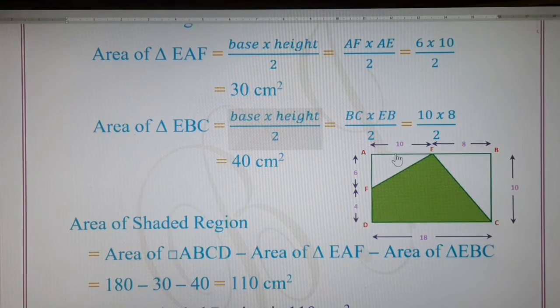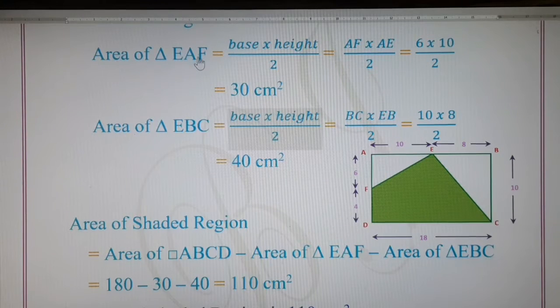We can take either of these as the base and either of these as the height. So here in this particular sum, we have taken AF as the base, that is 6 centimeter, and AE as the height, that is 10 centimeter. So we need the height and the base for calculating the area of the triangle.